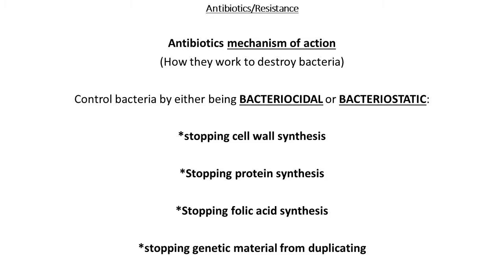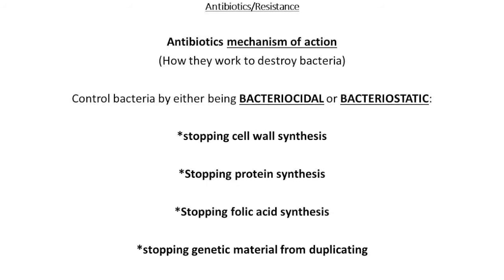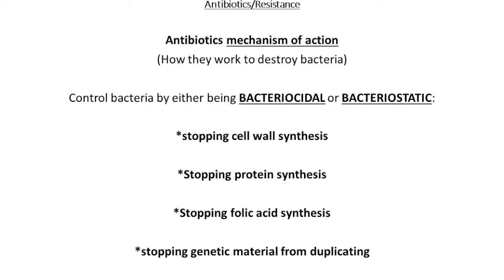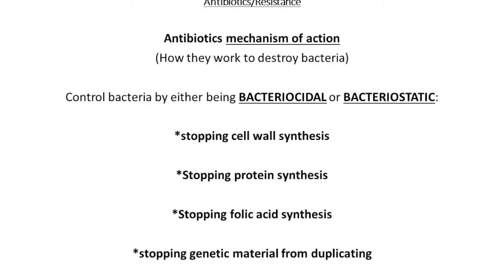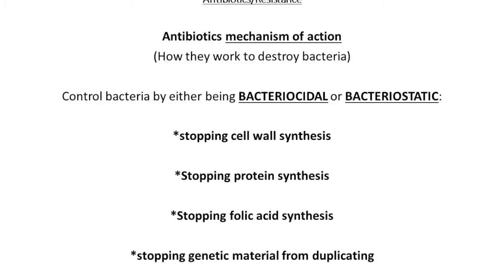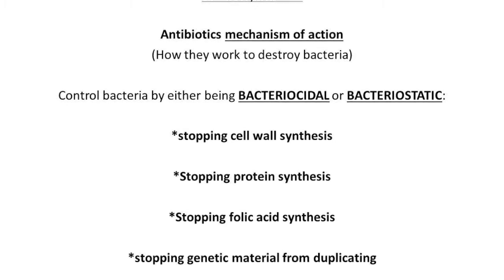So there are different ways antibiotics work. One way is by being bactericidal. Bactericidal means they kill. The other one is bacteriostatic. That means they just stop the bacteria from reproducing, from growing, and they just stay there and die. So 2 different ways of dealing with bacteria by antibiotics.